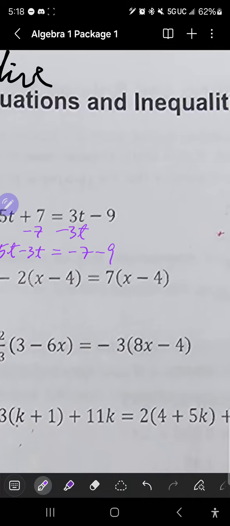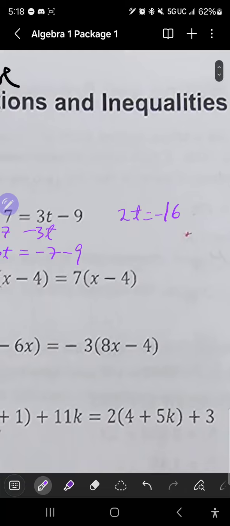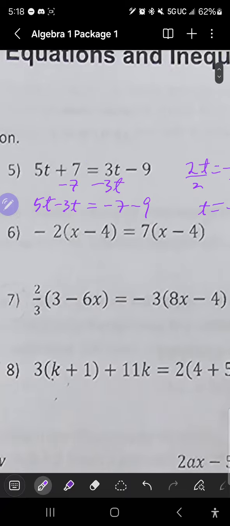5t minus 3t equals 2t minus 7 minus 9. Since they have equal signs, we add them together and the sign will be preserved. So 7 plus 9 is 16, so our result is going to be negative 16. Now we need to divide each side by 2, and we'll get t equals negative 8, because they have different signs, so the negative is going to be kept, and 16 divided by 2 is equal to 8. So that's the answer.